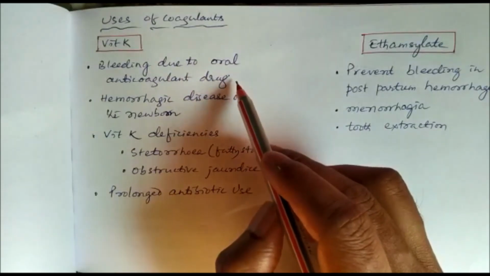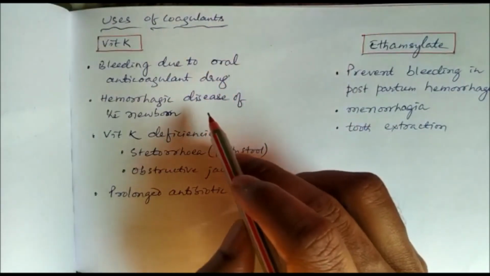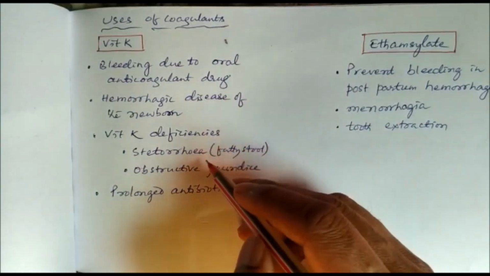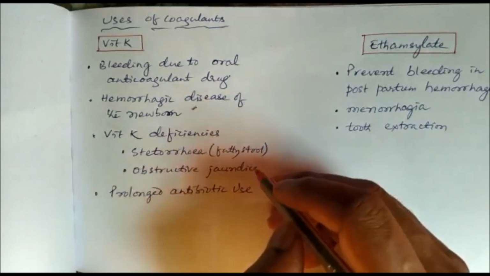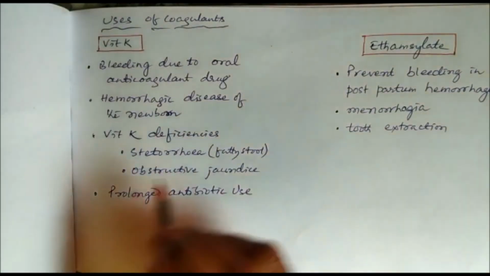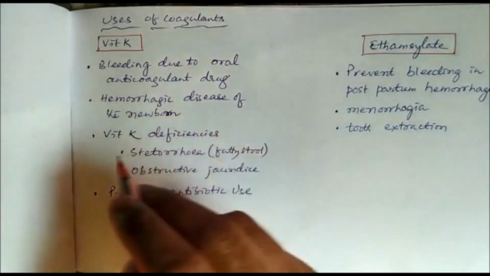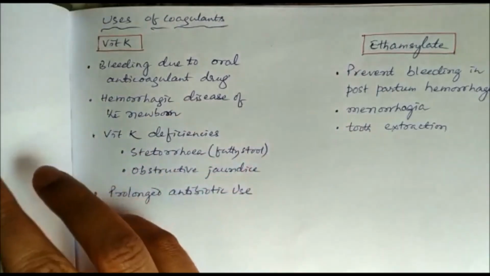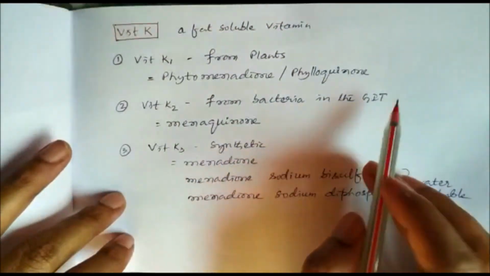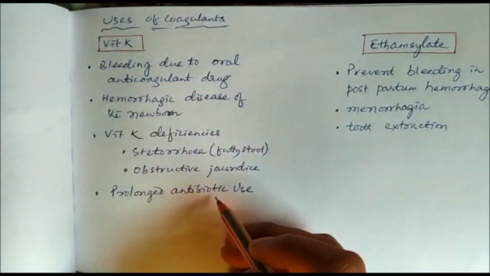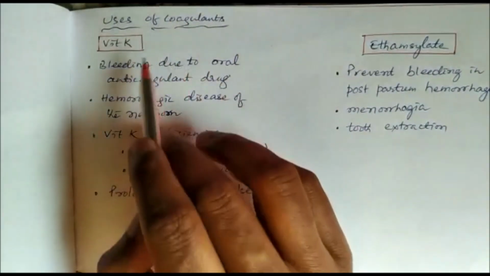Vitamin K can be used in bleeding due to oral anticoagulant drugs, in hemorrhagic disease of the newborn, and in vitamin K deficiencies due to steatorrhea where there is fatty stool, and obstructive jaundice, where there will be decreased bile secretion, so there will be no absorption of vitamin K. And then prolonged antibiotic use, because one source of vitamin K is the bacteria in the GIT, so prolonged antibiotic use will destroy these bacteria, and vitamin K deficiency will be there. So in all these cases we can use coagulants like vitamin K.